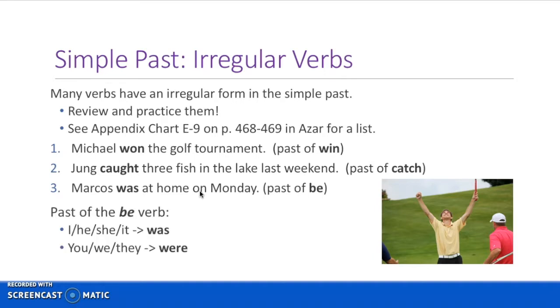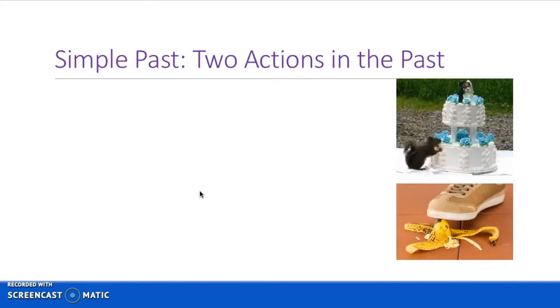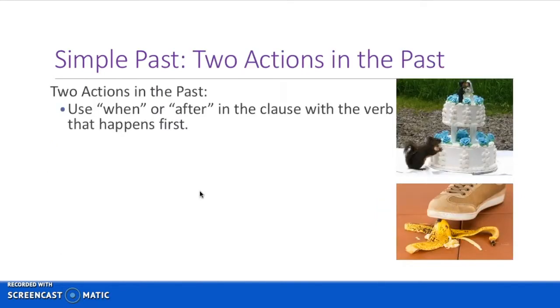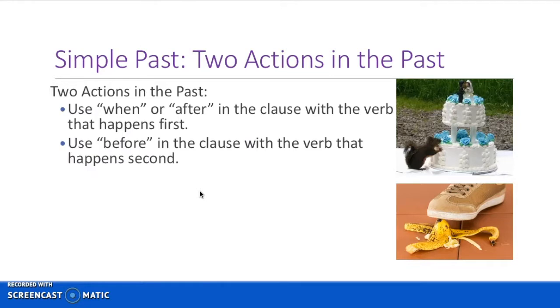The past of the be verb goes like this. He, she, it, and I use was. You, we, and they use were. Sometimes we want to describe two actions that happened in the past. Use when or after in the clause with the verb that happens first. Use before in the clause with the verb that happens second.